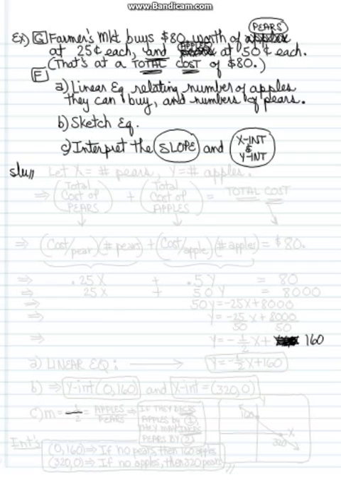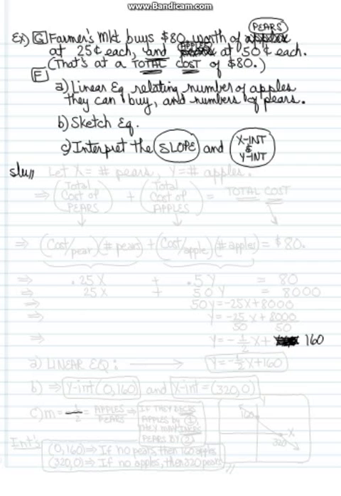Given the farmer's market buys $80 worth of pears at 25 cents each and apples at 50 cents each, that's a total cost of $80. Okay, so they spent a total cost of $80. They paid 25 cents for each pear and 50 cents for each apple. Find part A, a linear equation relating the number of apples they can buy and the number of pears.